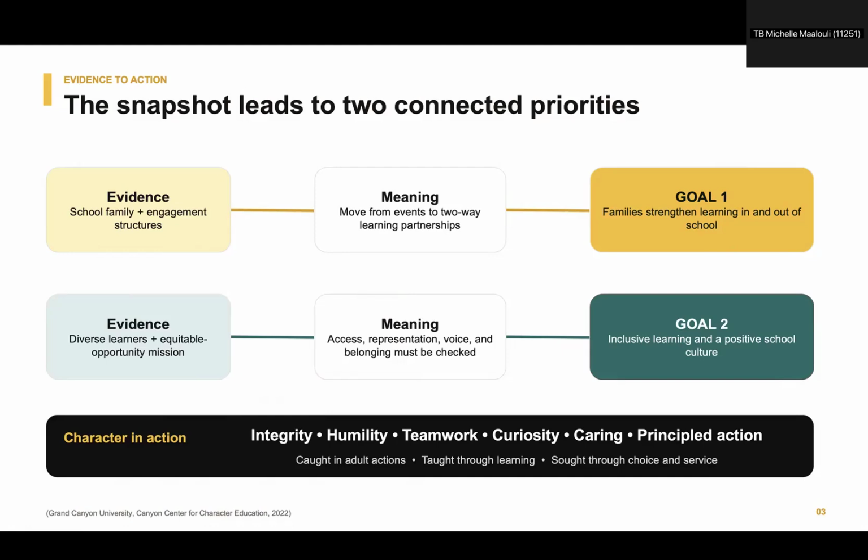Our first goal is to engage families to strengthen learning. This goal grows directly from our vision of being a school family, our mission of building authentic relationships, and the family engagement structures we already have. Goal number two is to promote inclusive learning and a positive school culture. It grows from our commitment to equitable opportunities and from the wide range of learners in need across our campus. So let's begin with family partnership and see what it looks like in practice.